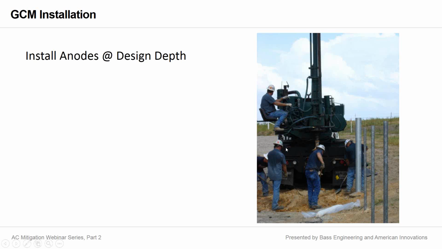We have just a few slides to take you through those steps. In this case, you can see these are obviously some 20-pound anodes that are being used, and we're using a foundation drilling rig to install these at 20 feet or less in this particular environment.